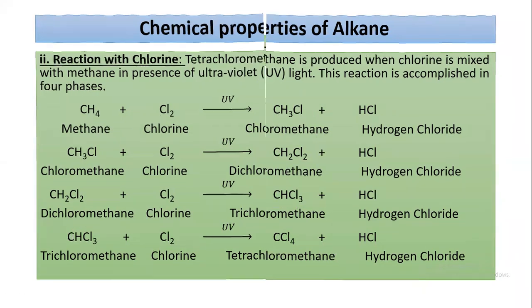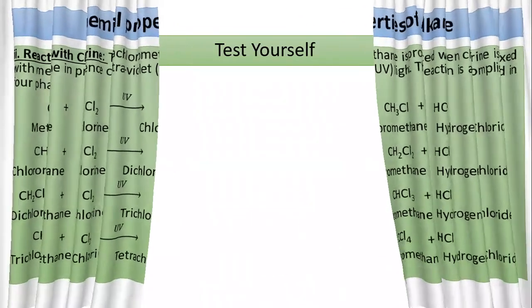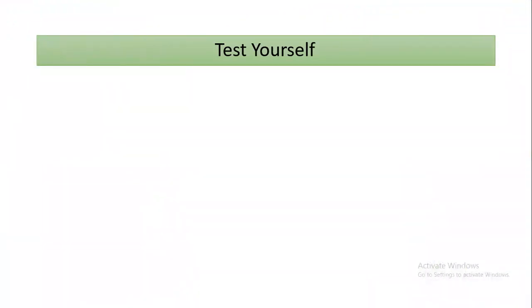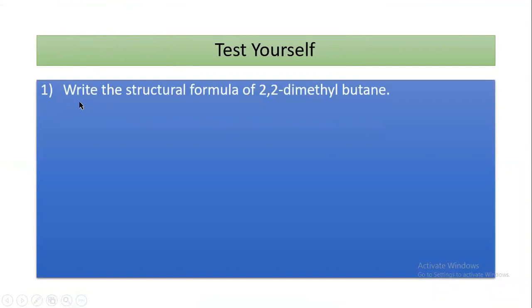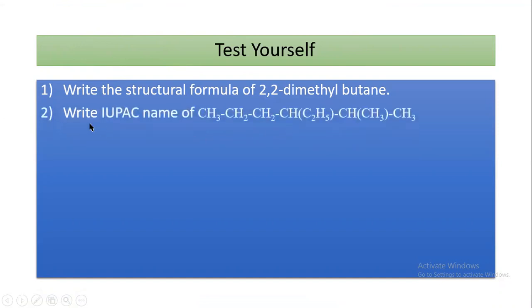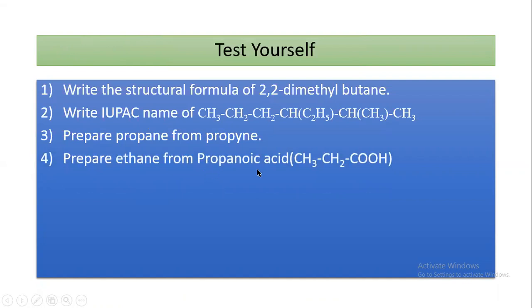Now I'll discuss some important questions. Number 1, please, it's for homework: write the structural formula of 2,2-dimethylbutane. Number 2 question: write the IUPAC name of this compound. Prepare propane from propyne by using halogenation reaction. It can be prepared. Prepare ethane from propanoic acid by decarboxylation reaction.